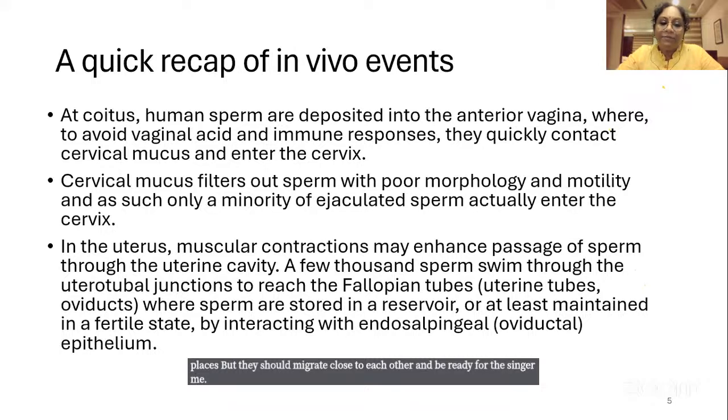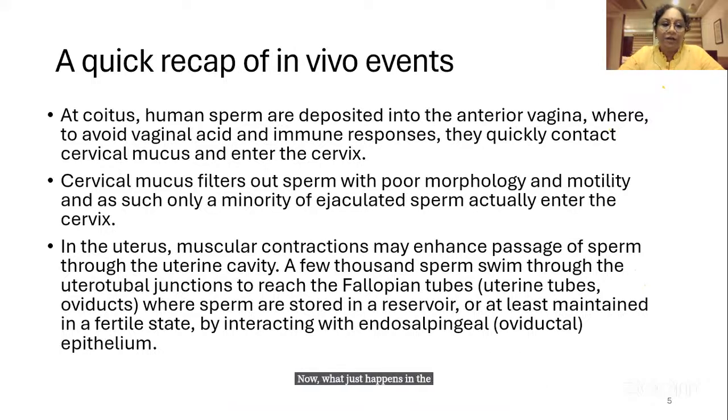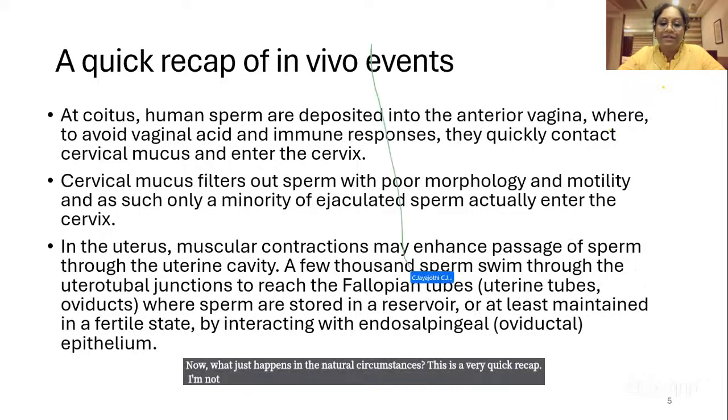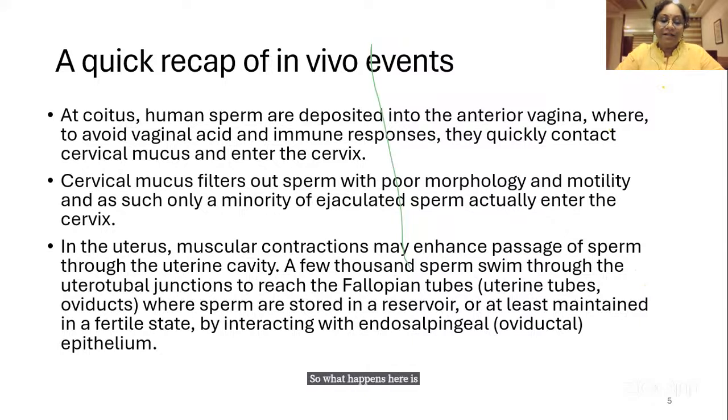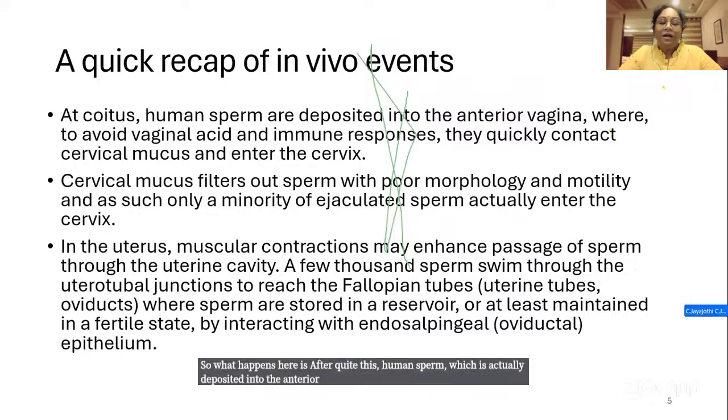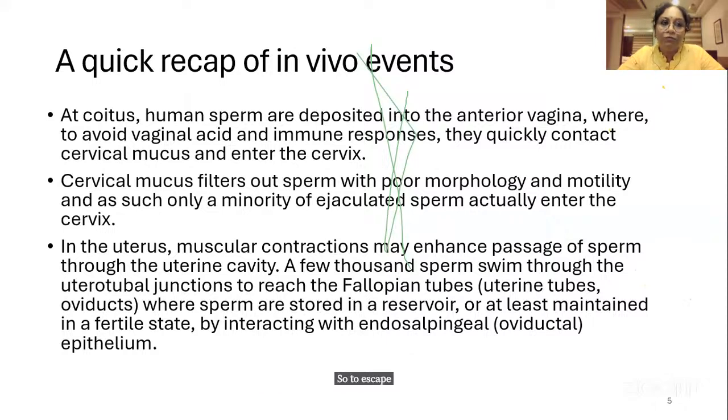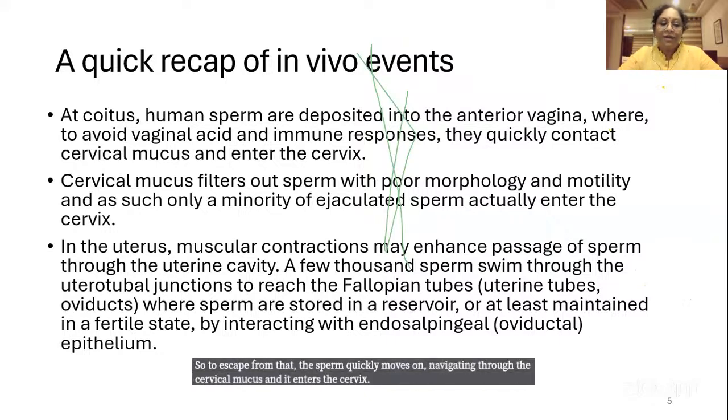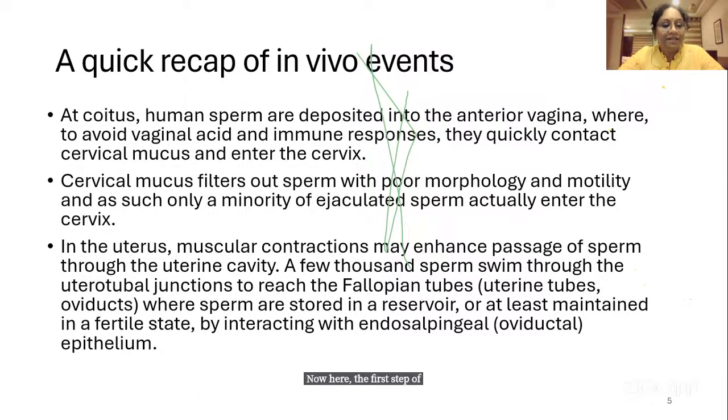Now, what happens in natural circumstances? This is a very quick recap. I'm not going to spend much time on this. After coitus, human sperm is deposited into the anterior vagina and moves up through the cervix. The vaginal pH is acidic and there are a lot of immunological triggers there. To escape from that, the sperm quickly moves on, navigating through the cervical mucus, and enters the cervix. Here, the first step of filtration happens.